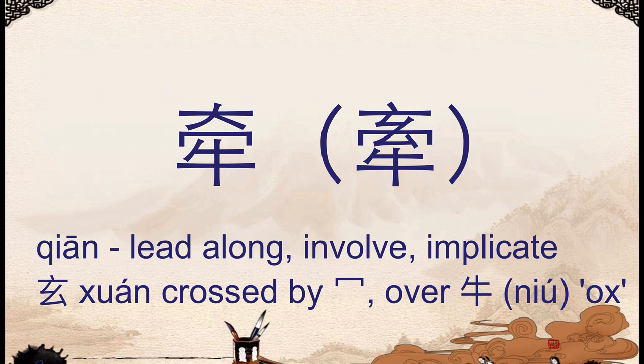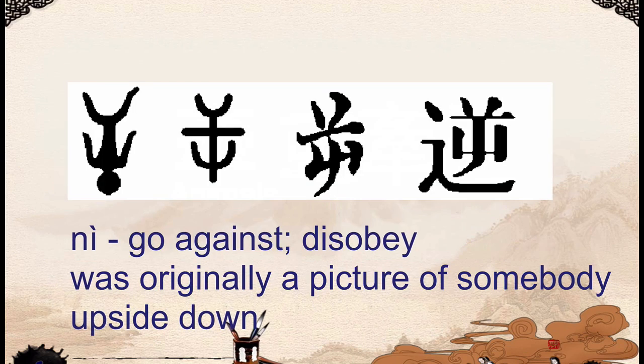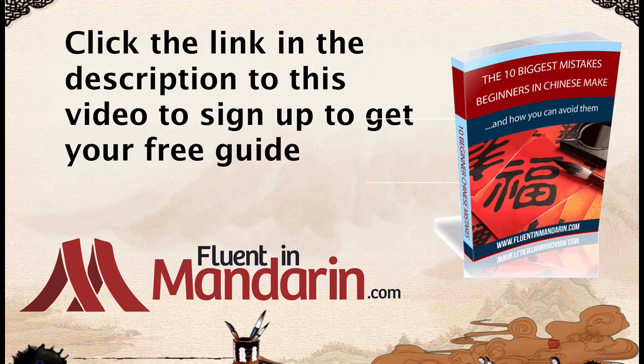This one is a little bit more complicated. We've also got 逆, which means go against or disobey. And this character 逆 was originally a picture of somebody upside down. So that's related to the meaning of going against or going in the opposite direction, or disobeying. That's 逆. Okay, so this is the second type of Chinese character that I want to tell you about.